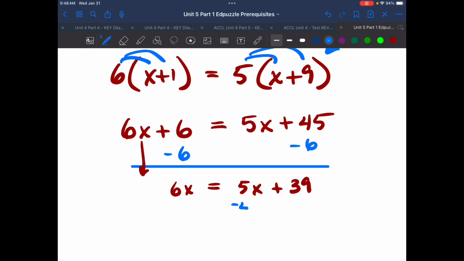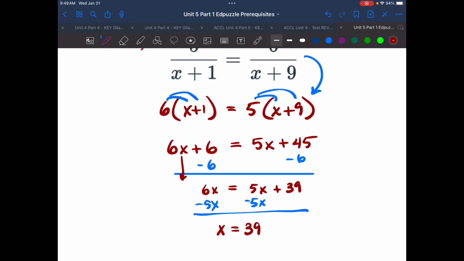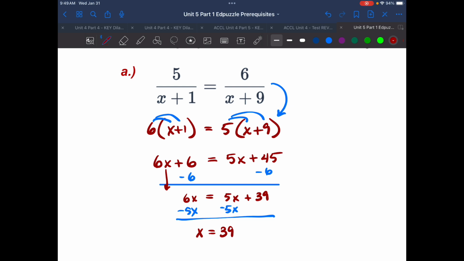I'm going to have to get my x's to one side, so I'm going to subtract my 5x. And I'm pretty happy here because I'm done, because 6x minus 5x is just plain old 1x. Okay, so I believe my answer is x equals 39. Now, how do we check our work? We're going to take our solution, 39, and plug it back into both of these and see if it works.